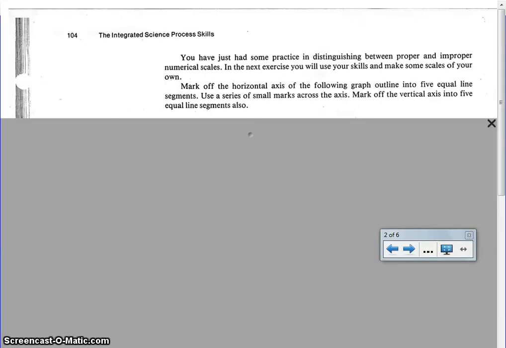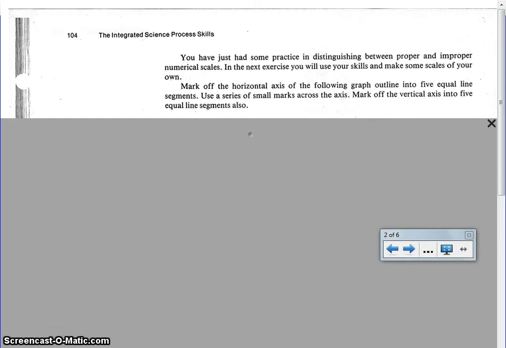Welcome back from your science ball break. We have just one more little thing to talk about today. We'll maybe get through one or two examples. You've just had some practice in distinguishing between proper and improper numerical scales. In the next exercise, you'll use your skills and make some scales of your own.